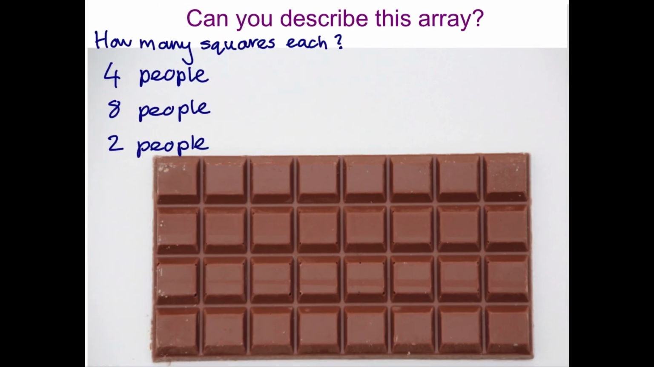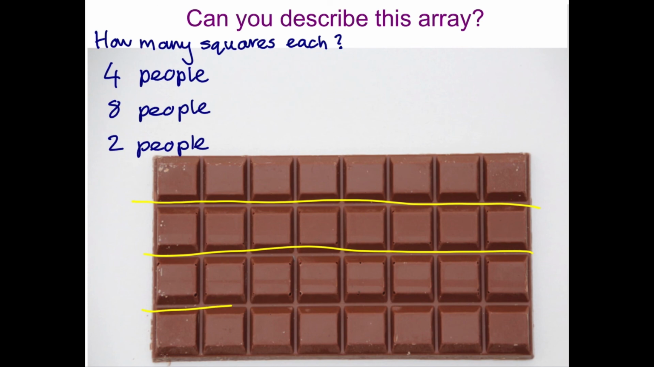Once you've described the array, the next questions are asking you how many squares each different number of people would get. So if there were 4 people and they were sharing this chocolate, you've got to think about how you could cut it up into 4 equal bits. And you can draw on the picture on your sheet to try and work it out. So the easiest way to cut this up into 4 would be to do that. And then, just like we found out with the array, they'd get 8 squares each.